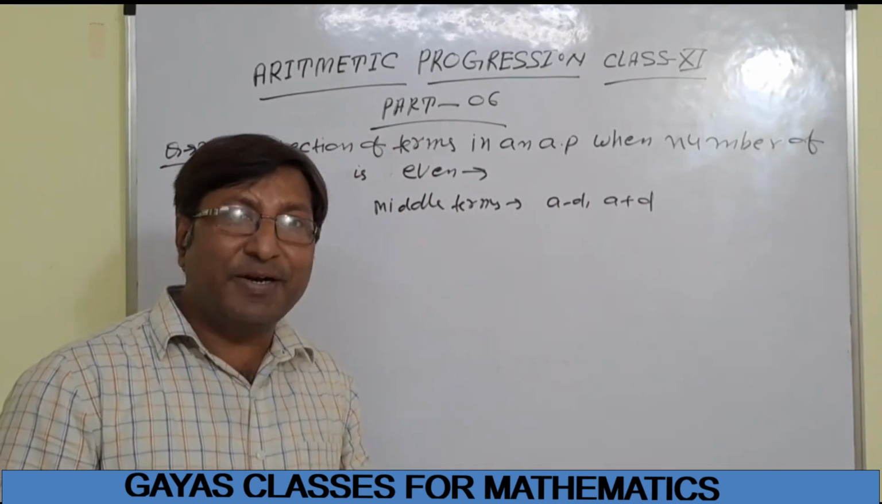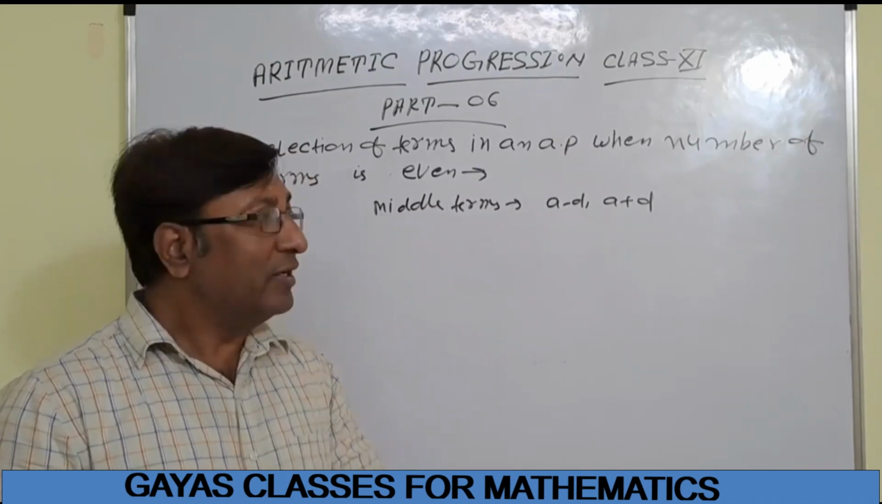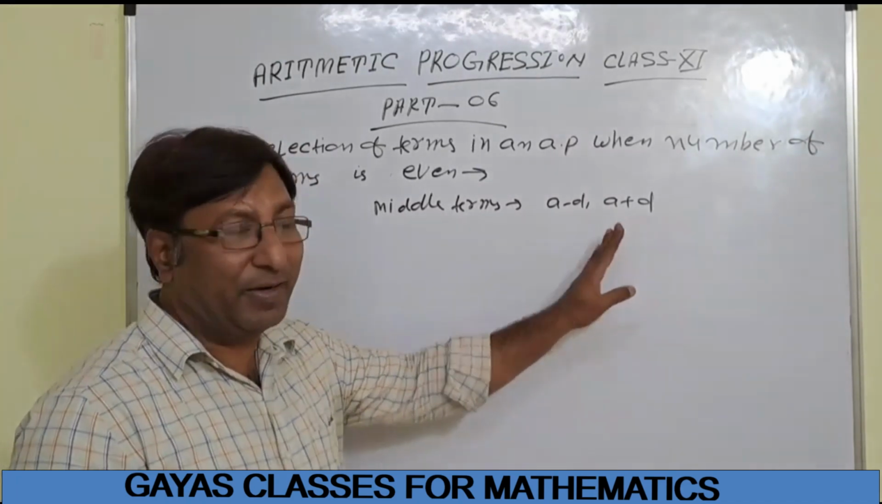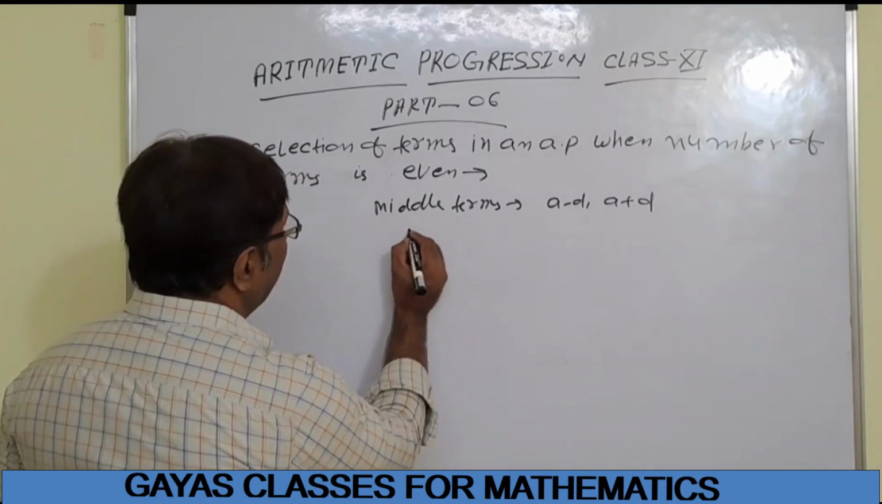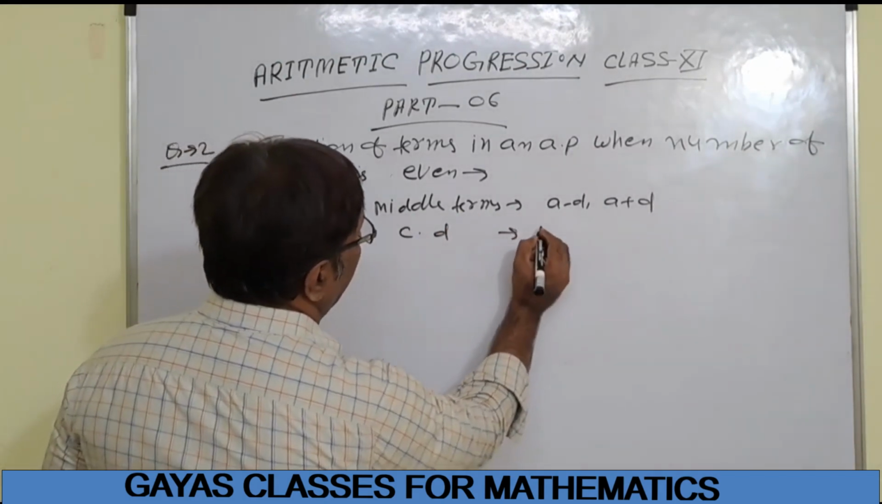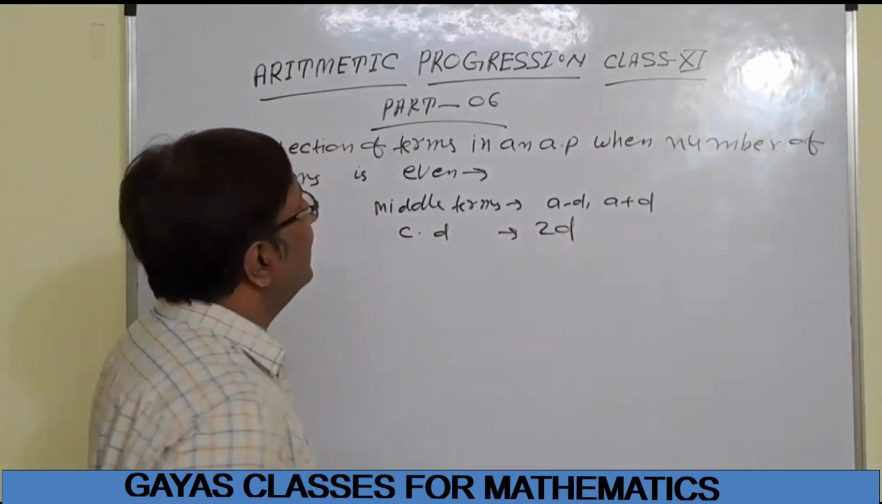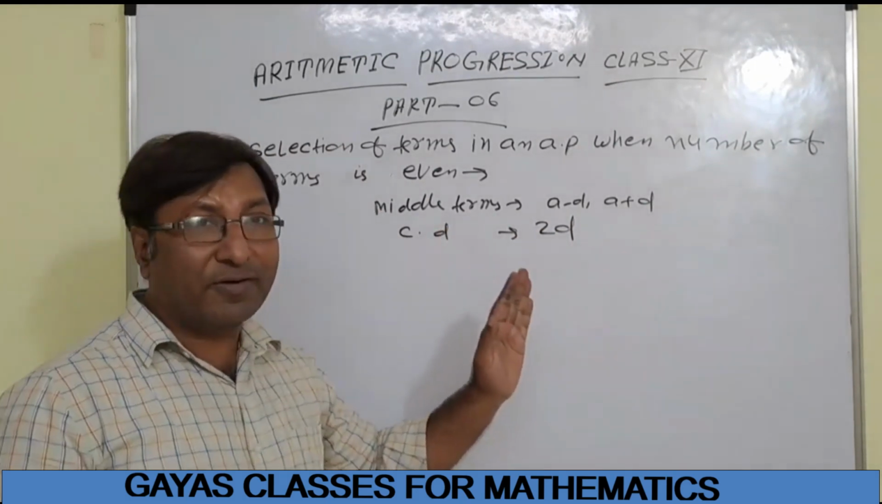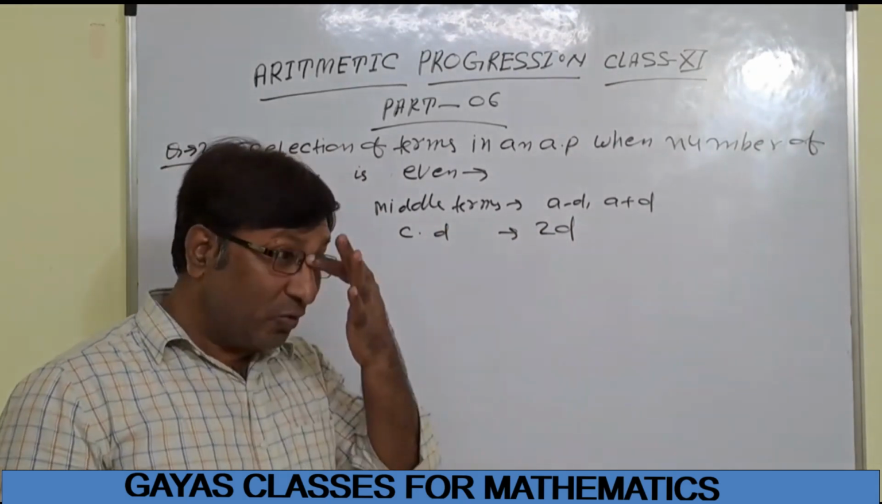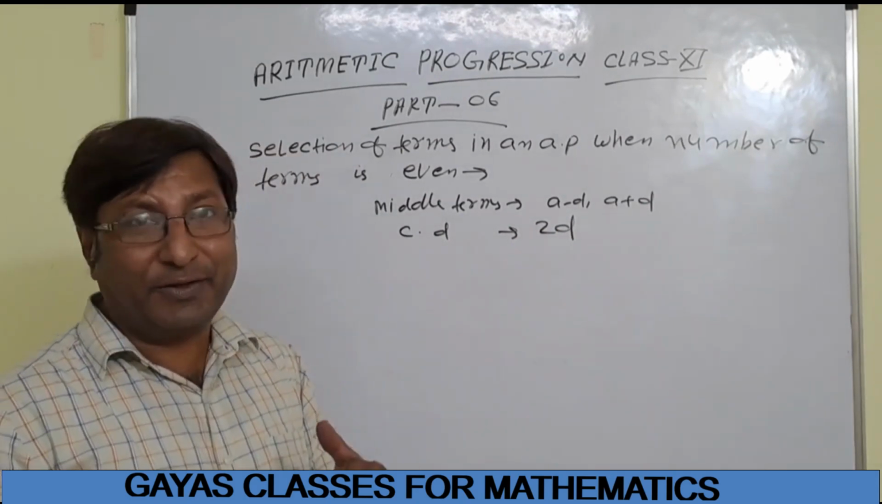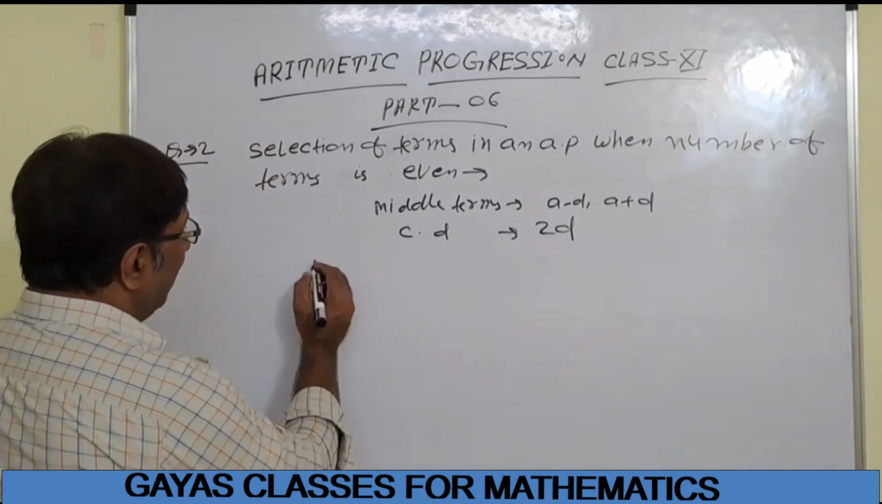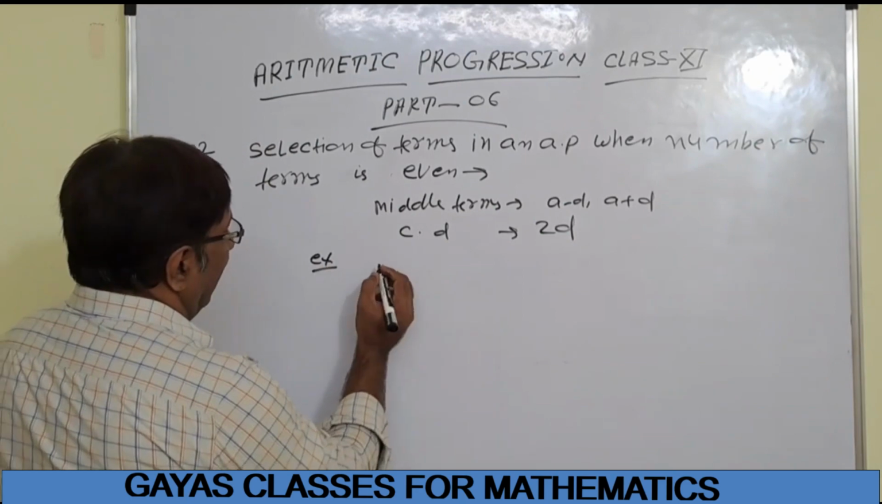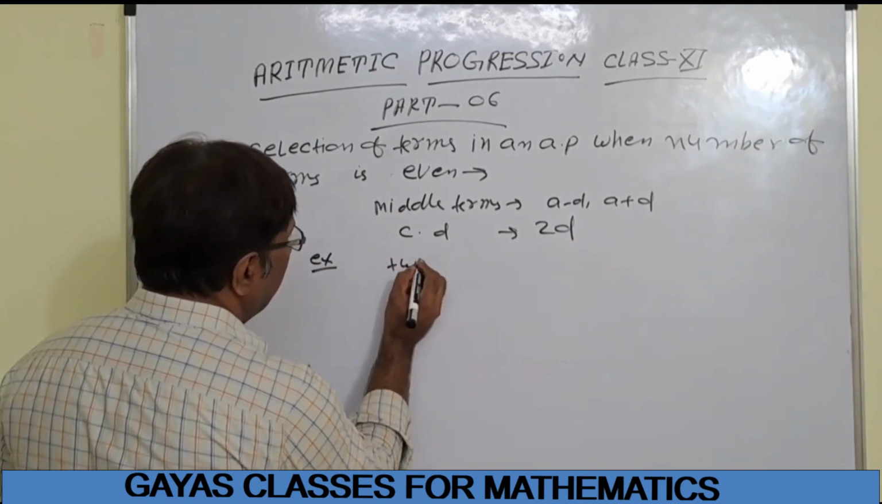So the middle will always be 2 terms: A minus D, A plus D. And the common difference will always be 2D. So this is the technique for taking the terms in AP when the total number of terms is given as even. See the example. Suppose we are taking 2 terms.